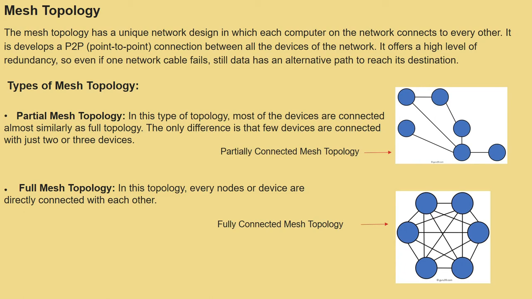In this type of topology, most of the devices are connected almost similar to a full mesh topology, like this one. This is the partially connected mesh topology, and the only difference is that a few devices are connected with just 2 or 3 devices. So partially, the nodes are getting connected to each other by mesh topology.